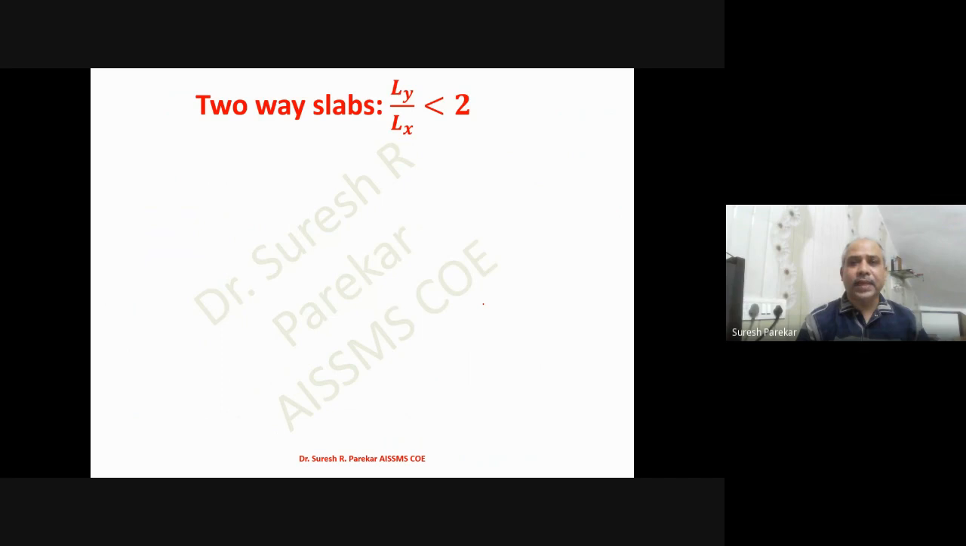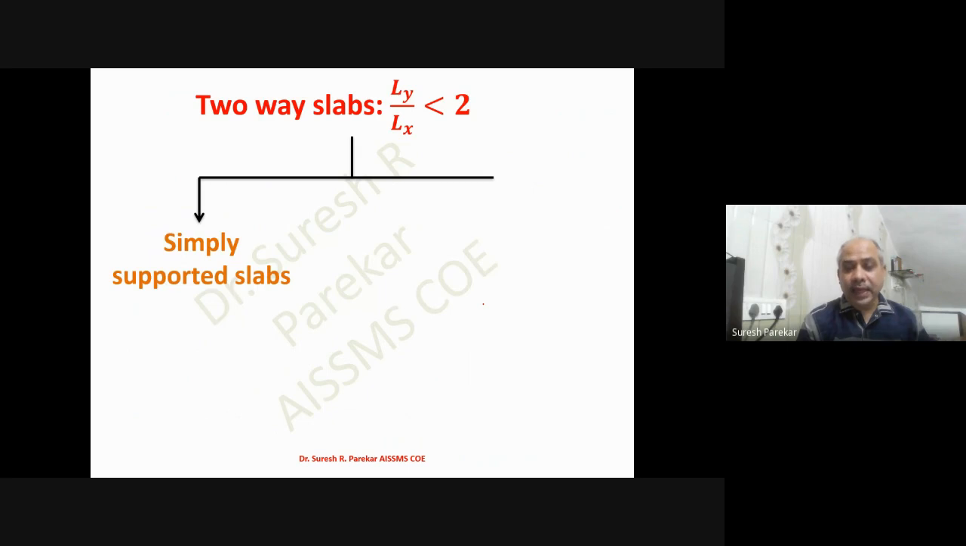Then we have two-way slabs. When Ly by Lx is less than 2, in that case we have bending along both directions. So we can say saucer type bending we are going to get, and therefore we have to provide main reinforcement along both the X as well as the Y direction. Here we have two types in two-way slabs: one that is simply supported slabs, and second we have restrained slabs.